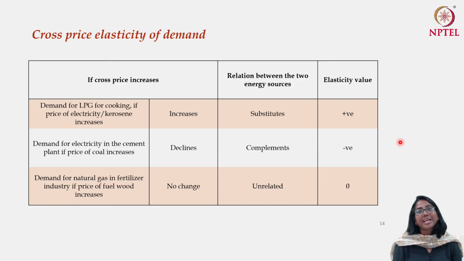So the change in price of one type of fuel is not affecting the demand for any other type of fuel. These three examples clarify how you can use the sign and the magnitude of cross price elasticity to understand the relationship between different fuel types.